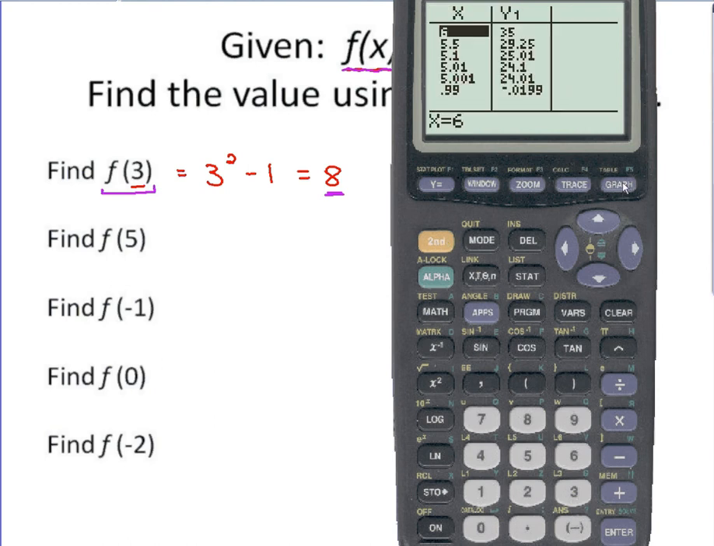If I want to find what f of 5 is, now that I've plugged my function into the y equals part, I just hit 5, I hit enter. F of 5 is 24. If I want to figure out what f of negative 1 is, negative 1 goes in, enter. F of negative 1 is 0. I plug in 0, get negative 1 back. Plug in negative 2, get 3 back. So 24, 0, negative 1, and 3.